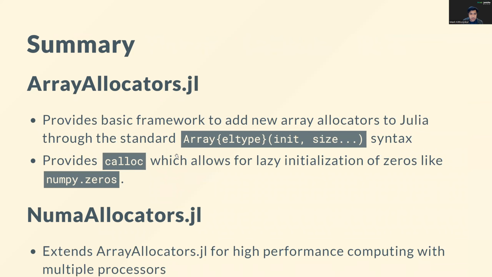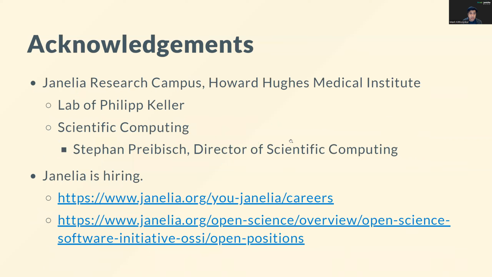So in summary, ArrayAllocators.jl is a basic framework that adds new array allocators to Julia through the standard syntax. It in particular provides new initializers, or allocators, as I prefer to call them. One particular initializer that is interesting is calloc. This allows us to lazily initialize an array of zeros, more similar to the way NumPy implements their zeros function. Additionally, I've discussed NUMAAllocators, which extends ArrayAllocators for high-performance computing applications where you have multiple processors.